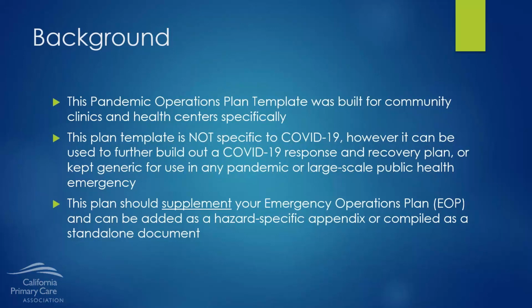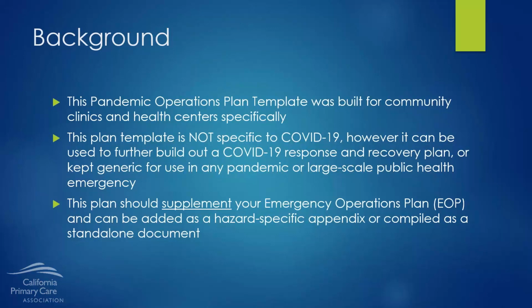Either way, generally with plans and policies, we recommend that if it's going to be less than 30 pages, you should consider it as a hazard-specific appendix. If the document is going to be more than 30 pages, consider making it its own standalone plan. But either way, with your emergency operations plan and your hazard-specific appendices or other standalone documents, they should all tie together. Many of you are familiar with the Centers for Medicare and Medicaid Services Emergency Preparedness Rule requirements.